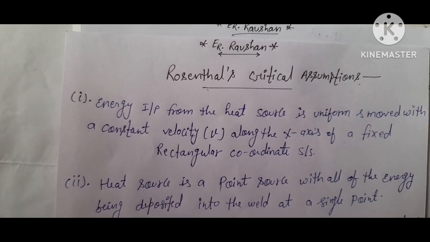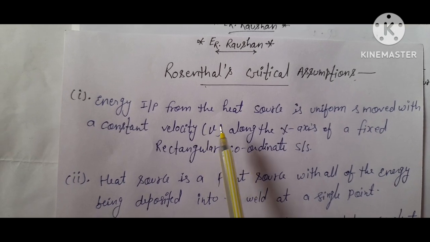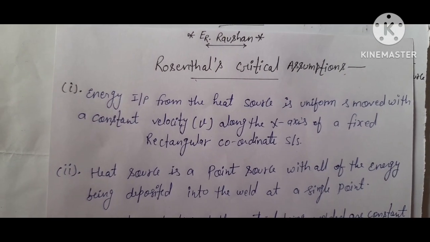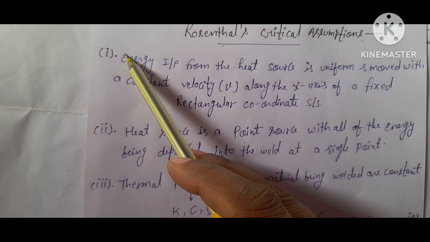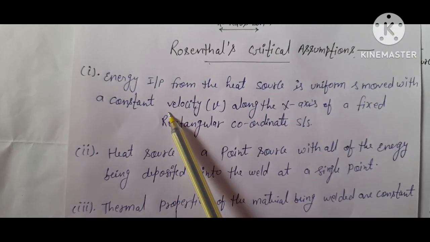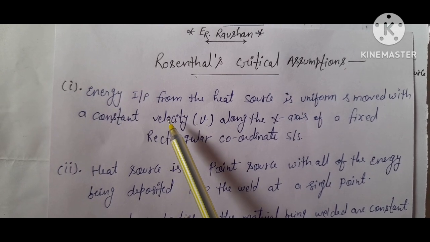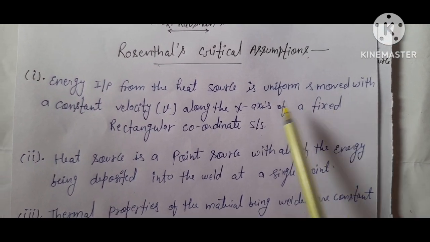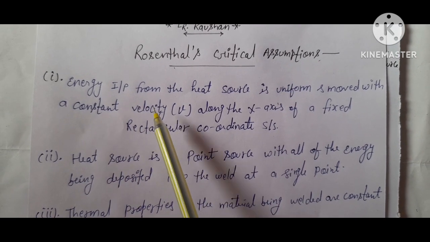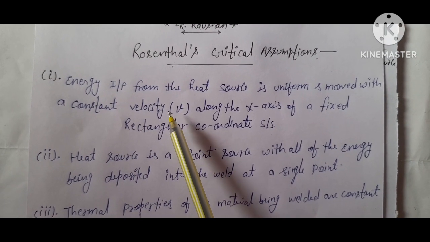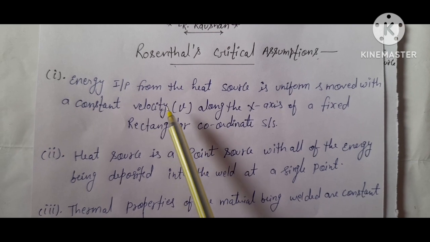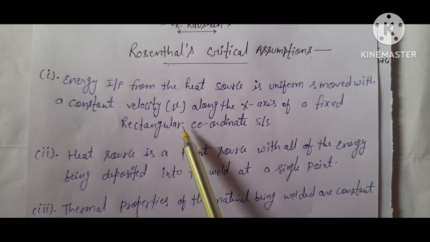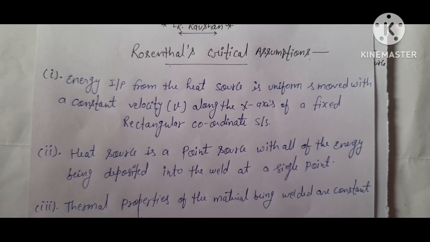Some assumptions are taken here. These assumptions are known as Rosenthal's assumptions, and there are four assumptions given here. The first one is that energy input from the heat source is uniform and moves with a constant velocity, that is a travel speed v, along the x-axis of a fixed rectangular coordinate system.